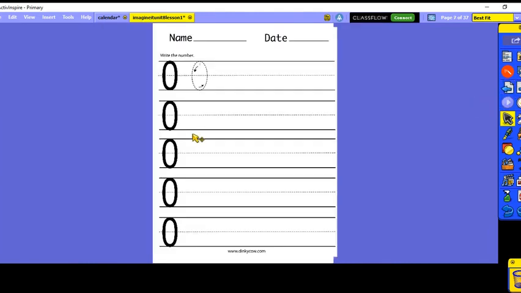This is for writing the number 0, and I want you to pick up your magic pencil finger. Since I don't have my pen, it's kind of hard for me to write, so I will just trace it with my mouse, and then I want you to trace it with your finger. Okay, so here's our 0. You start at the top and go from the top to the bottom, just like that. 0, good job.